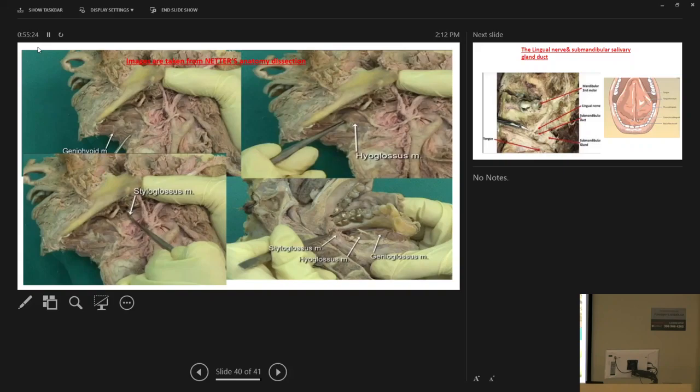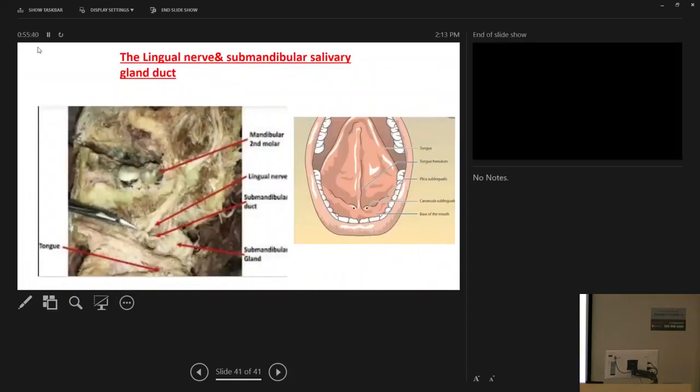Then the next step, done with the one from outside, right? Then look at the bisected head from within, from inside. What I need you to do is do this. I need to see this, right? As I told you before, this is your frenulum, right? And this is called plica sublingualis. This mucosal fold is called plica sublingualis.